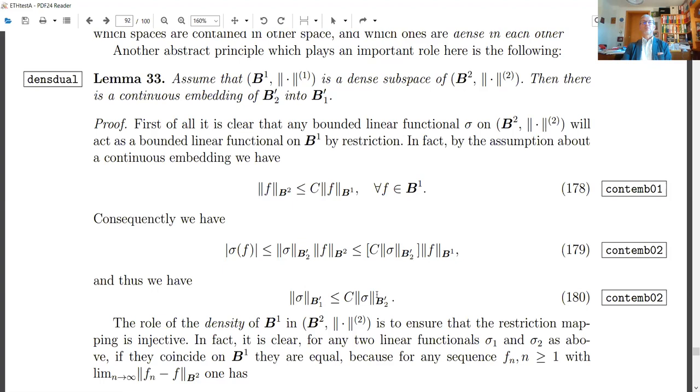Okay, I will answer the question right now. The first question is, where did we use the density of B1 in B2? And the answer is, at the place where we are talking about embedding. What we are seeing here is just that every functional on the big space defines a functional on the small space.